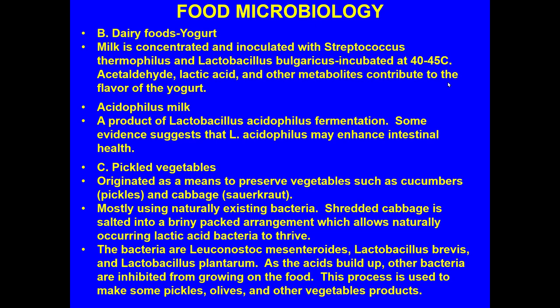Bacteria Leuconostoc mesenteroides, Lactobacillus brevis, and Lactobacillus plantarum are used in some of these situations, and as, of course, the acids build up, other bacteria are inhibited from growing on the food, so that prevents any spoilage. But this process is used to make some pickles, olives, and other vegetable products.